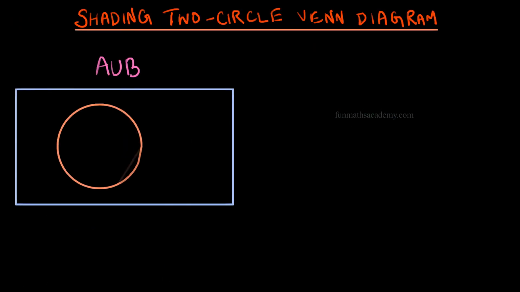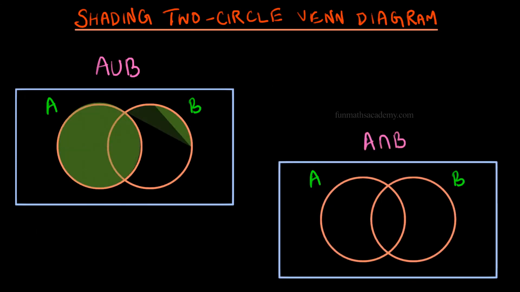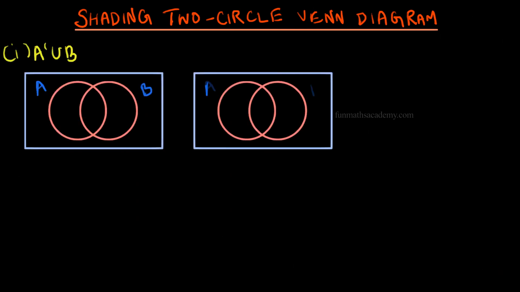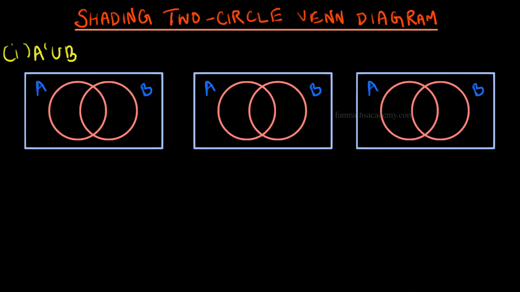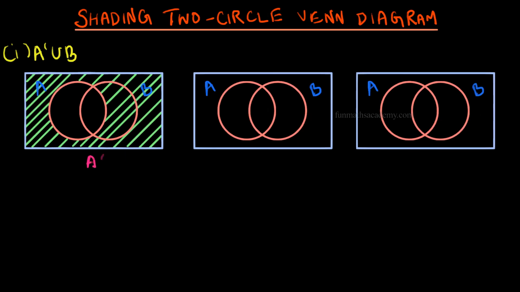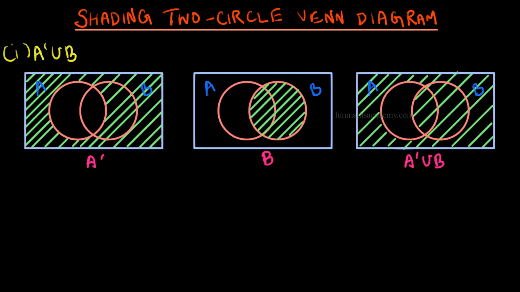We do know how to shade A union B and A intersection B. Let us now see how to draw Venn diagrams for sets under operators. Number 1. A complement union B. First shade A complement, next shade B. These two steps together is A complement union B.